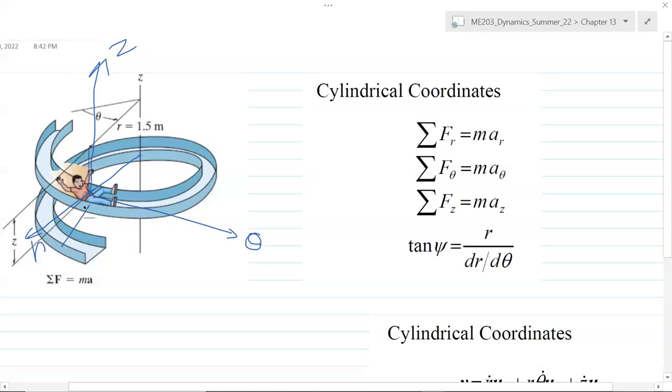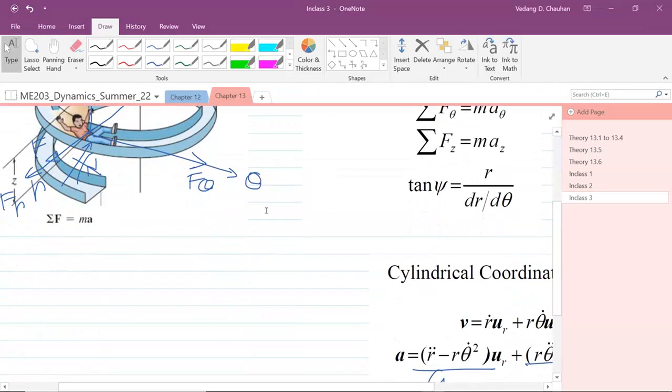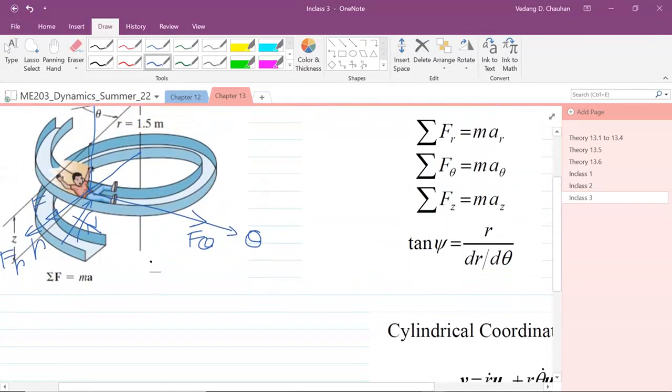Now the force that the boy experiences is the normal force acting from the slide onto his body. This normal force we will resolve into three components: the component along the radial direction, we call it Fr; the component along the transverse direction, we call it F theta; and the component in the z direction, we call this Fz. So we will not draw the normal force, but we will divide it into three components. The only other force is the weight of the boy, which acts vertically downward. So W equals mg.